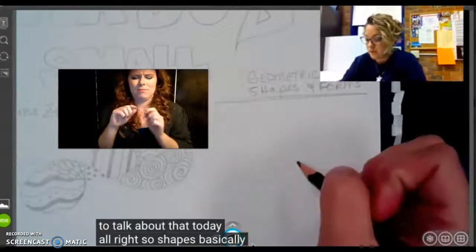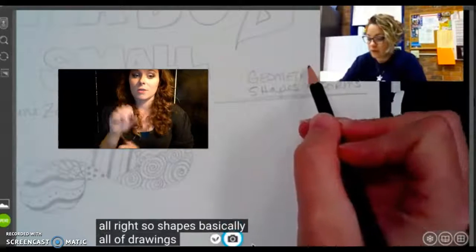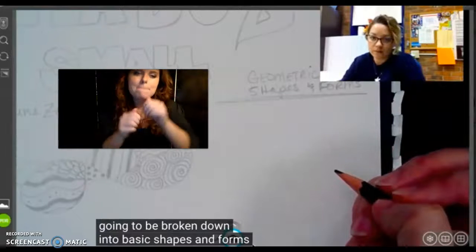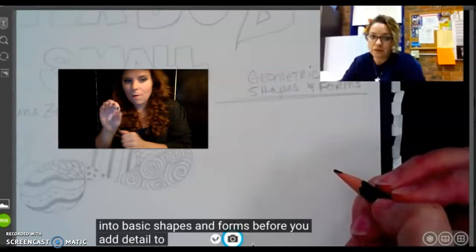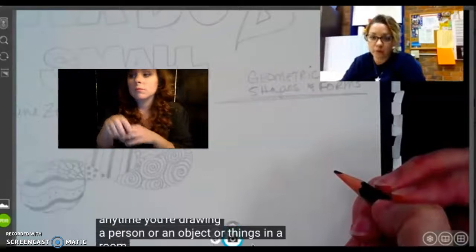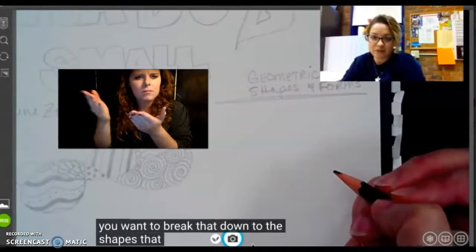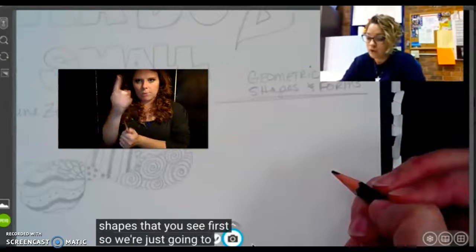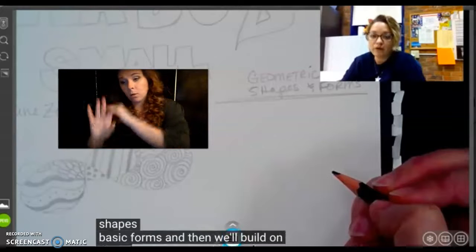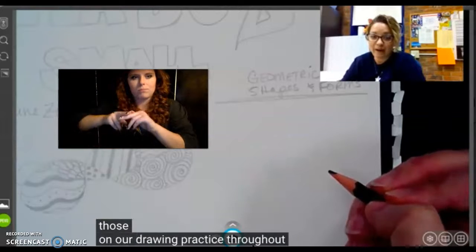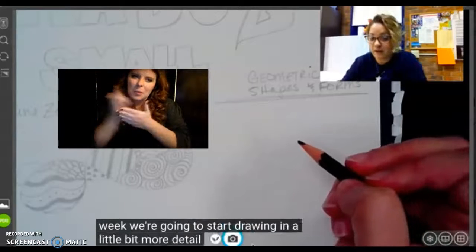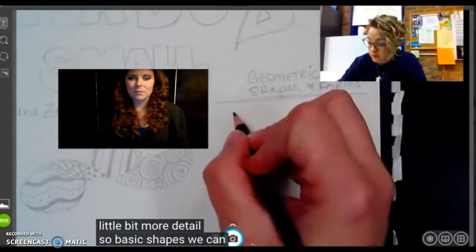All right, so shapes. Basically, all of the drawings that you guys do are going to be broken down into basic shapes and forms before you add detail to any of your drawings. So anytime you're drawing a person or an object or things in a room, you want to break that down to the shapes that you see first. So we're just going to practice basic shapes, basic forms, and then we'll build on those in our drawing practice throughout today, tomorrow, and then next week, because next week we're going to start drawing in a little bit more detail. So basic shapes, we can do a circle.